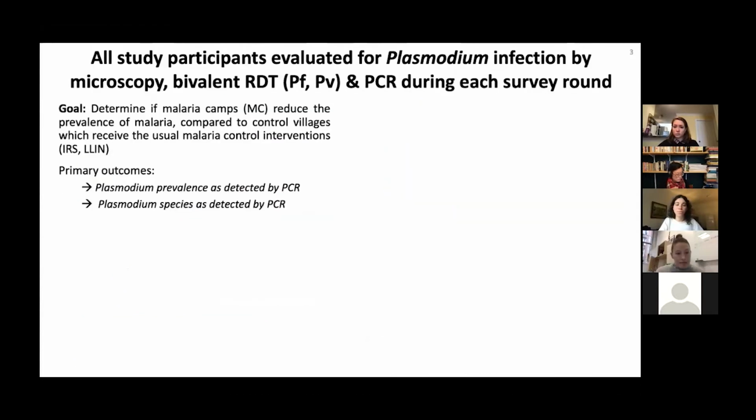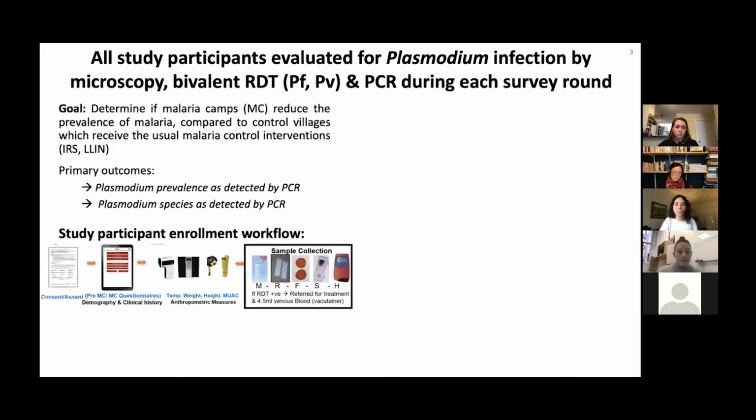At each of these study visits, all study participants are evaluated for Plasmodium infection by microscopy, by bivalent RDT, as well as PCR, with our primary outcome being Plasmodium prevalence and species as detected by PCR. The study participant workflow consists of consent, clinical questionnaire, anthropometric measures being taken, and a small volume of blood for the quantification of hemoglobin, of course, the RDT and the blood smear, as well as a small volume of blood for molecular assays.